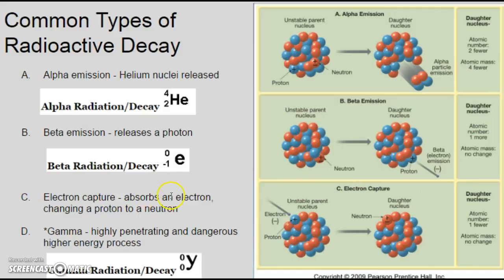We have electron capture. It's going to absorb an electron, changing a proton to a neutron. And lastly, we have gamma radiation, highly penetrating and very dangerous. So gamma is going to look like this. There's no change in anything. Sorry, I don't have a picture here. That's the electron capture. So we'll talk a little bit about this one here. Gamma radiation. It's very cool.